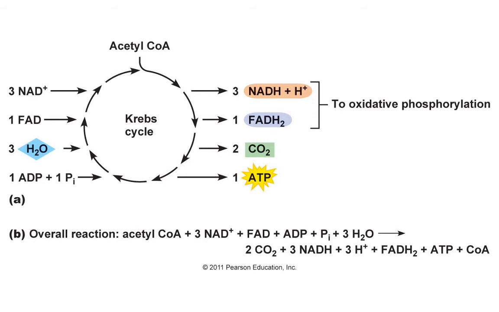Okay, here's the full reaction. Again, acetyl-CoA coming in, generating 3 NADHs and 1 FADH2. Those feed into electron transport, or oxidative phosphorylation, to produce ATP. And then we've got 1 ADP converted to ATP. And the output is 2 carbon dioxide molecules. That's the overall reaction shown at the bottom here.